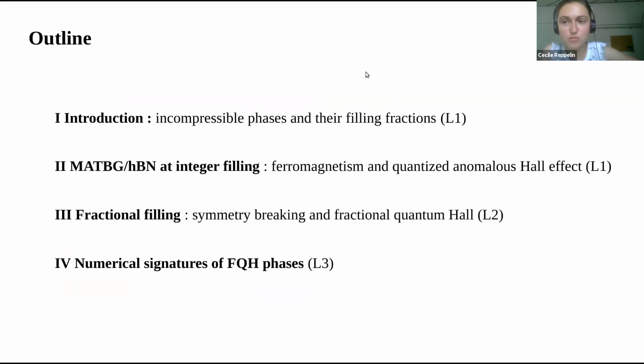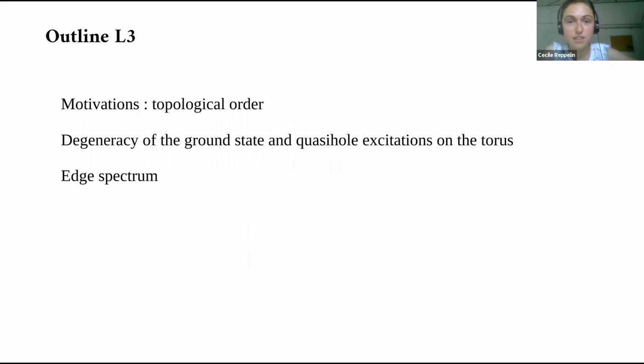So yeah, this is just a short reminder of the overall outline of the lectures. Overall we talked about correlated insulators in moire superlattices, both at integer and fractional filling. And today is going to be focused on fractional filling fraction, and more specifically fractional Hall conductivity, by looking at numerical signatures of fractional quantum Hall phases. And I'm using that term in a broad sense, meaning, it doesn't have to be in the continuum, it could be on the lattice as well. So this is the outline for today.